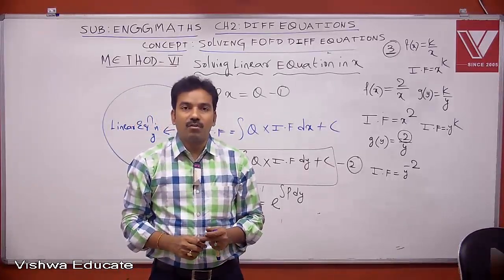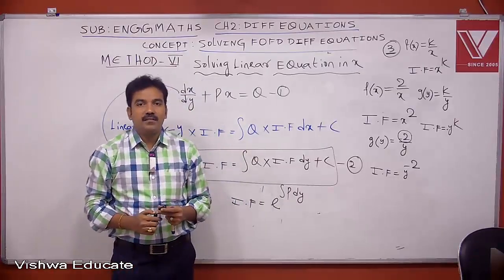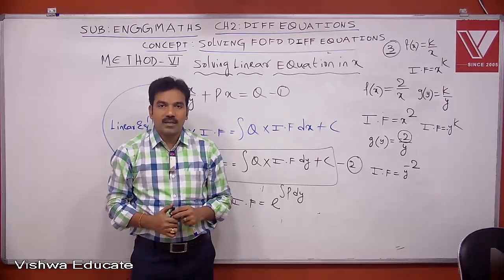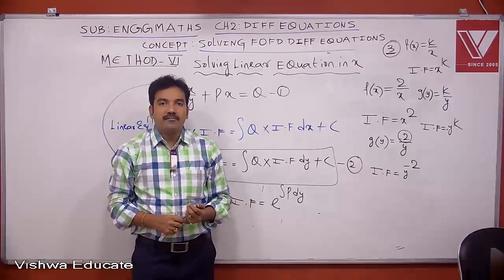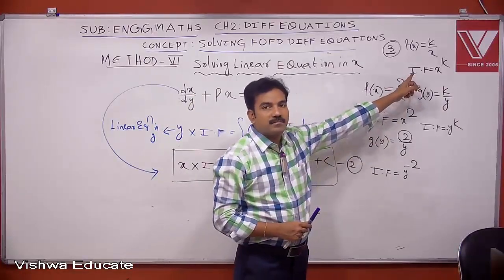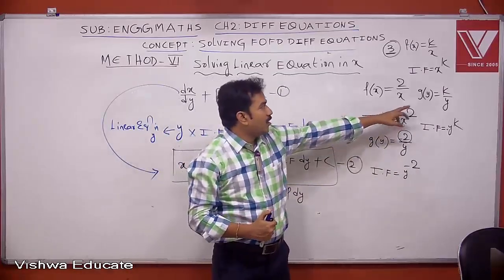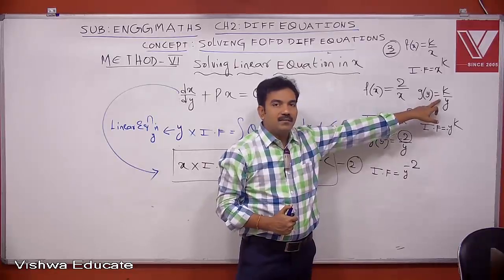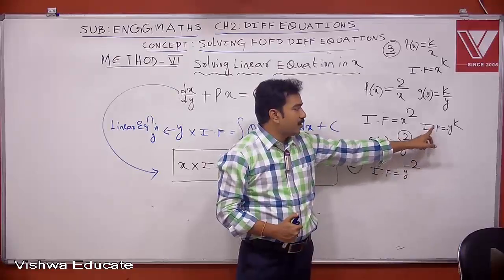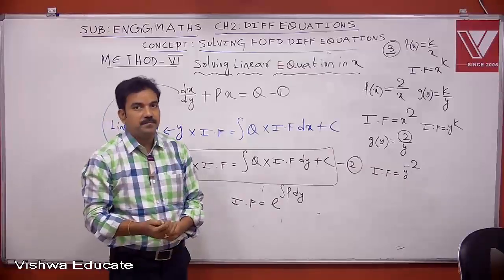If f of x equal to k by x for some constant k, then the integrating factor equals x power k. Next note, if g of y equal to k by y for some constant k, then the integrating factor equals y power k. Right?